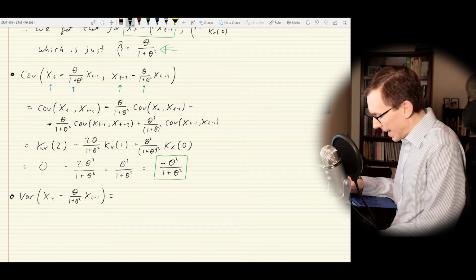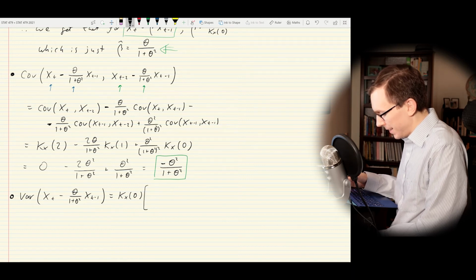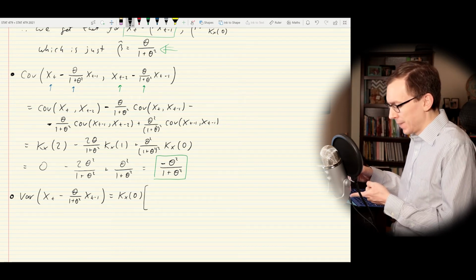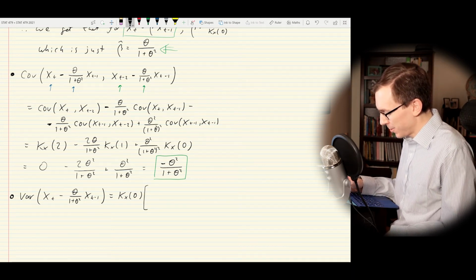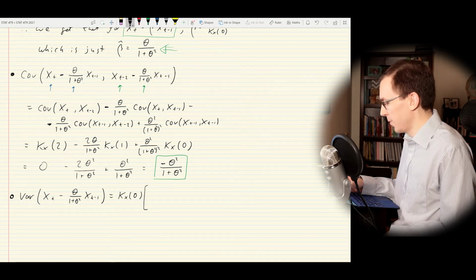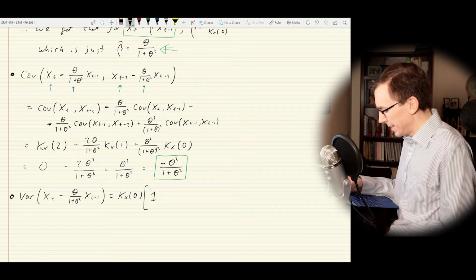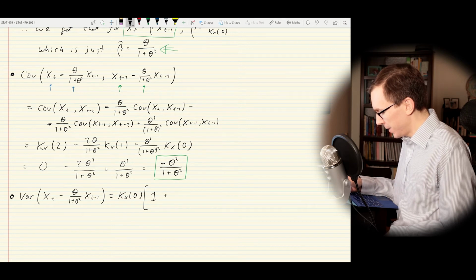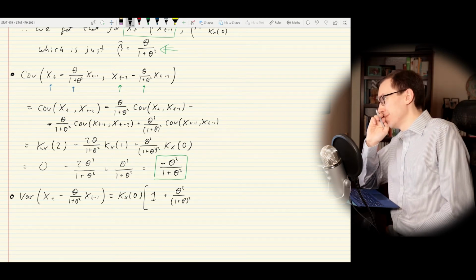We're going to get, at lag 0, 2 things. We're going to get the first term squared, which is just going to be a coefficient of 1. And the second term squared is a coefficient of theta squared over 1 plus theta squared, all squared. Yeah, I think that looks good.